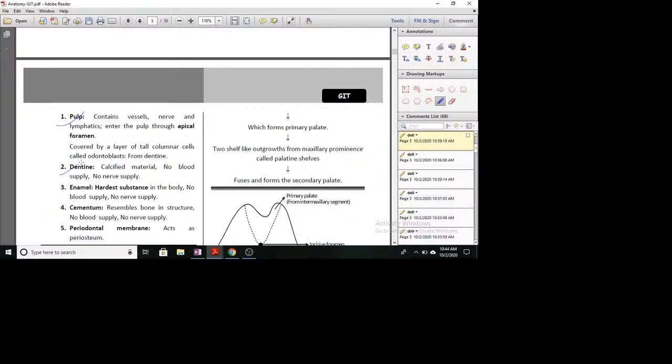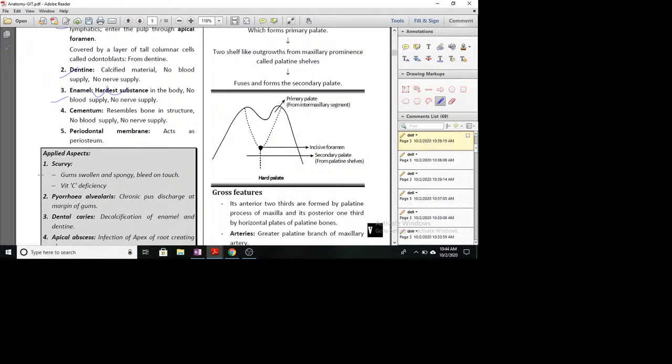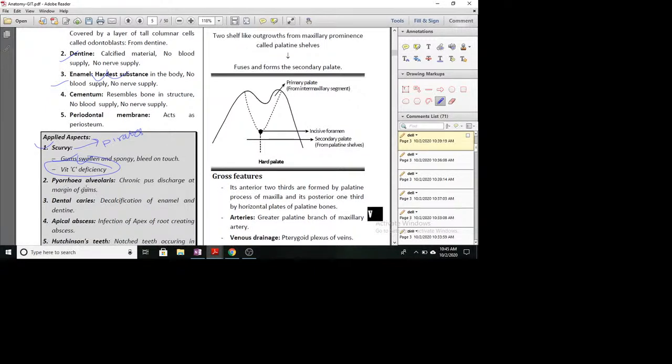Okay, pulp, dentine, enamel. Enamel is the hardest, we need to know this. Cementum, we don't need to study this. Scurvy: there is swelling of the gum. Scurvy was seen in the case of pirates. Pirates usually had the condition called scurvy due to deficiency of vitamin C in that particular area of the ship. Then there's Pyorrhea alveolaris.